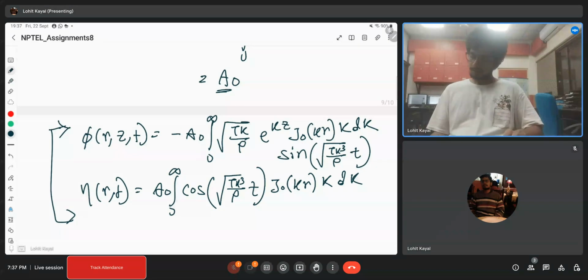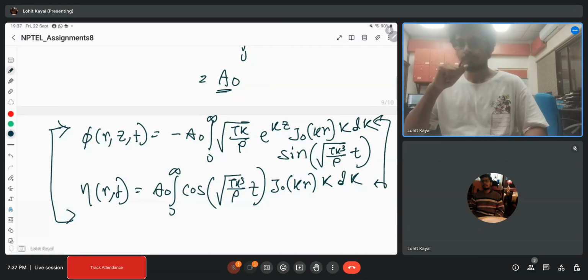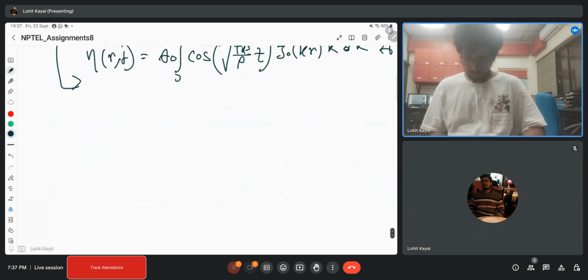Okay, and you can solve it in various ways. The easiest way will be to use numerical integration, and you can find a calculation. Also, you can try one more function that I am giving you. Try this function eta 0 of r.